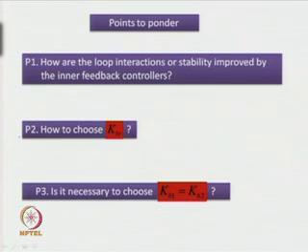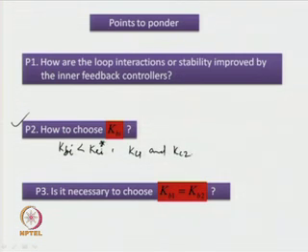Now, the second point is how to choose KBI. As you have seen, this KBI has to be less than KCI star. So, first obtain the design values for KC1 and KC2, and based on that, using the condition that KBI is equal to epsilon times KCI star, where epsilon is less than 1, the KBI values are chosen.